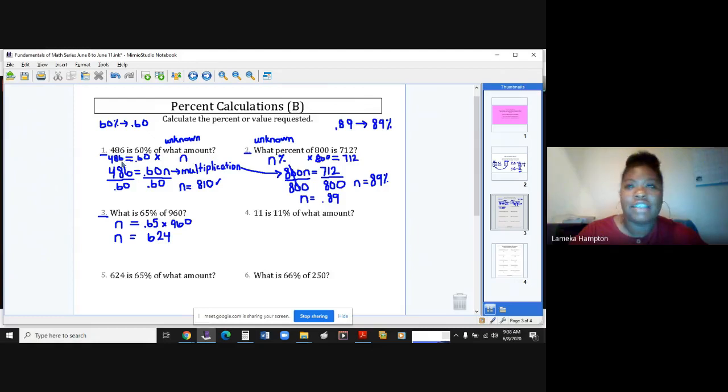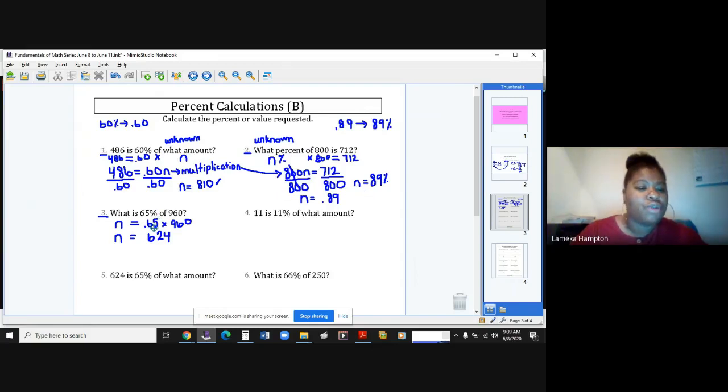So 486, that's my answer, is 60% of what amount? For number 1, I'm trying to find what amount, what number is going to fit this piece of my puzzle to make it complete. Same with number 2. The difference is instead of saying what amount, they want to know what percent. So with this one, you follow the same steps as number 1. The extra part is that you have to convert your decimal into a percent.